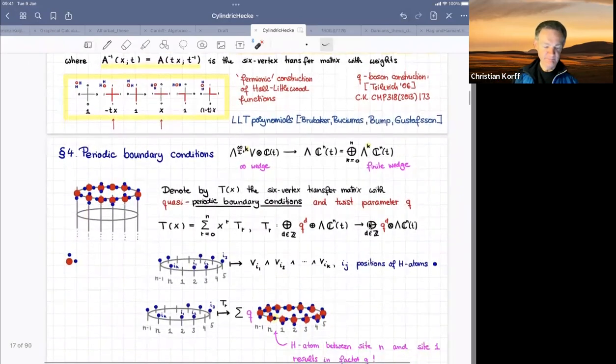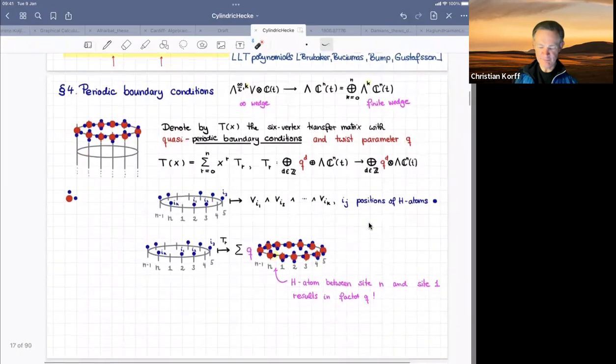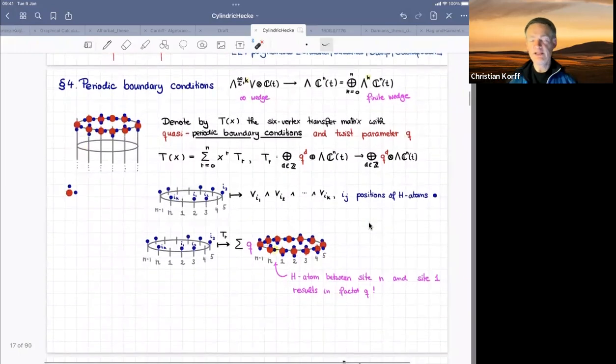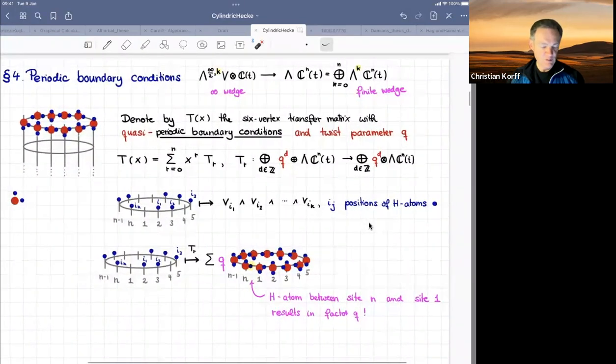Okay, so in the remaining minutes of my talk, I now want to say goodbye to infinite lattices and go to something which I'm way more familiar with, namely periodic boundary conditions. So in physics, you usually like periodic boundary conditions because you get something like translation invariance back. And in particular, you can diagonalize your transfer matrices via a method which is called the Bethe ansatz, which can be extremely helpful.